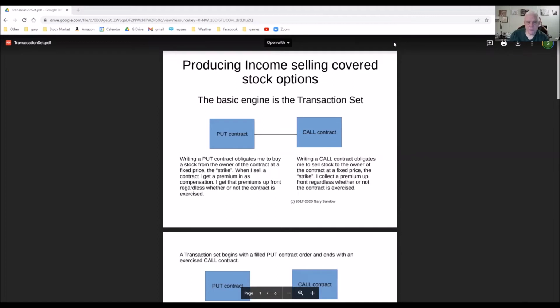Okay, I've talked often about the transaction set and the fact that that's the model for this whole thing to make it work. The transaction set is a concept I came up with after doing options since 2005. It took me a good while to think this through, but here it is. And if you thoroughly understand this, it gives you more confidence in what you're doing.